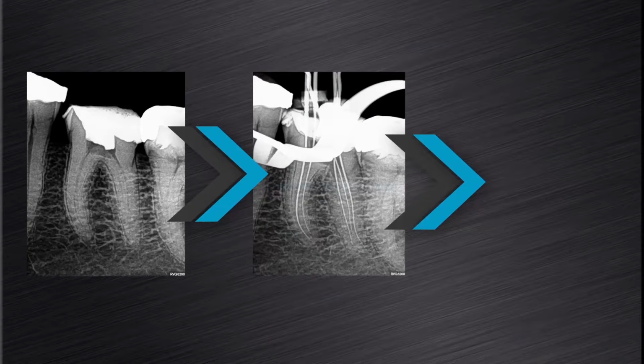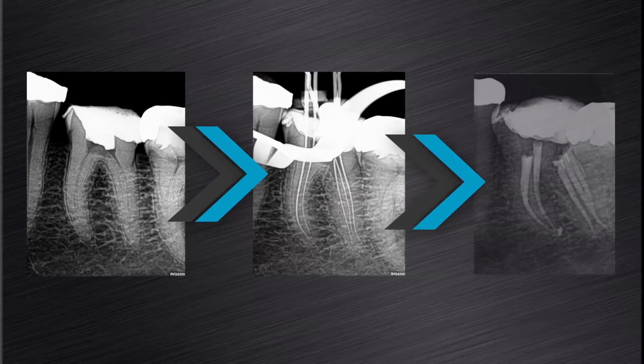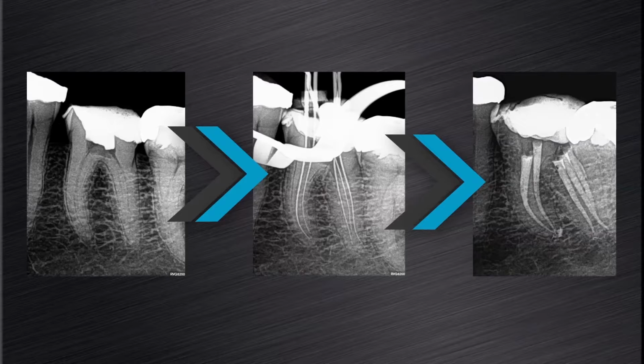This was an interesting case. A lower left mandibular first molar with 3 distal and 2 mesial canals, again treated with ProGlider and ProTaper Next. Again, I want you to note the maintenance of the root canal anatomy in the mesial and distal root canal systems of this challenging case.